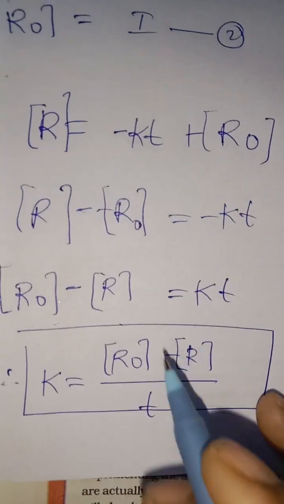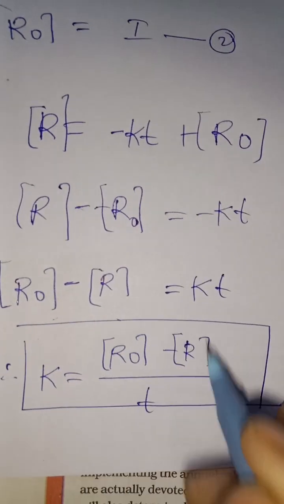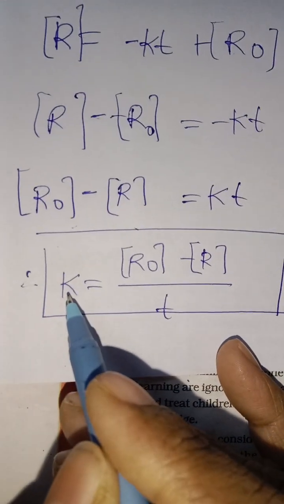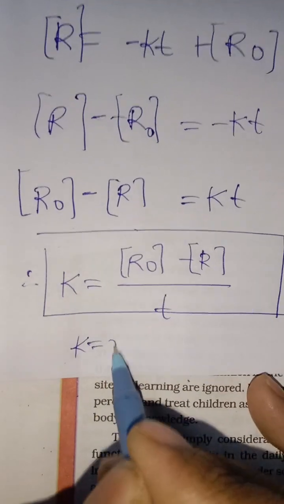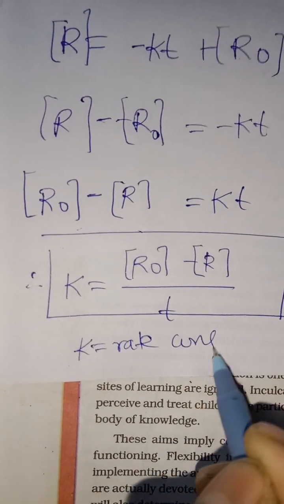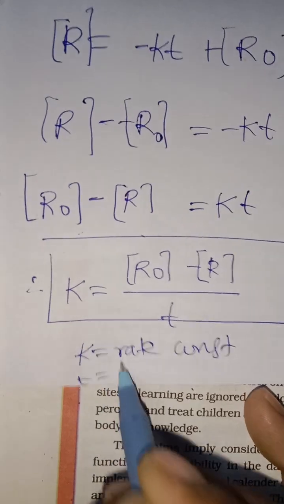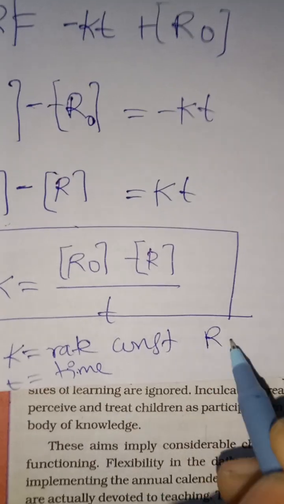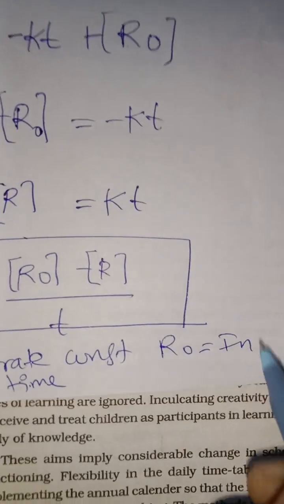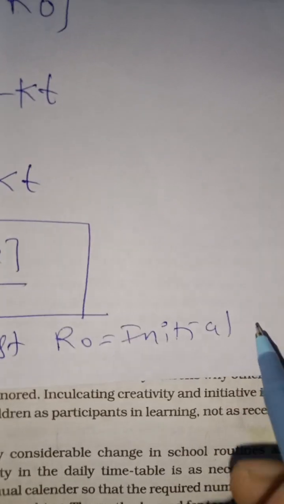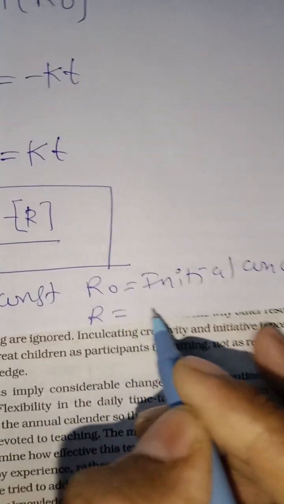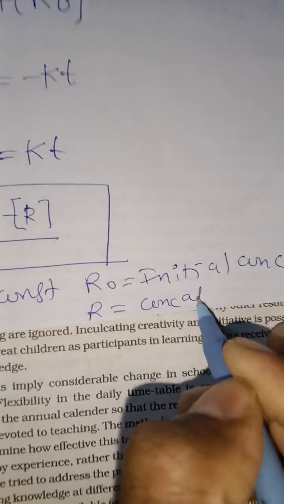Okay, this is the integrated rate equation of a first order reaction. In this expression, k is called the rate constant, t is the time, R naught is the initial concentration of reactants, and R is the concentration at time t.